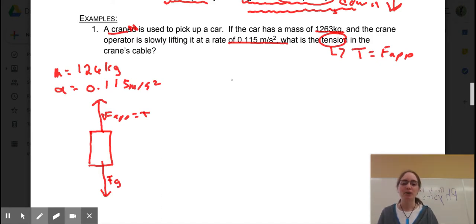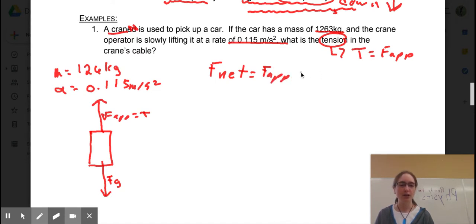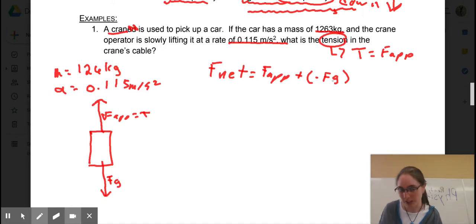Okay. So what is my next step? Write an Fnet equation. Exactly. So my Fnet is going to equal my force applied, which is my tension, plus my negative Fg. This is the exact same principle as we did on our previous set of notes, except now we're just building this on the y, and we have no horizontal forces at all to even draw in there. Okay, so let's look at this scenario here.